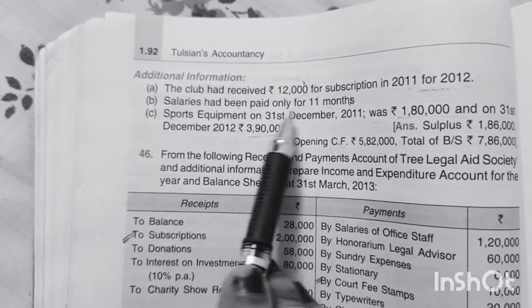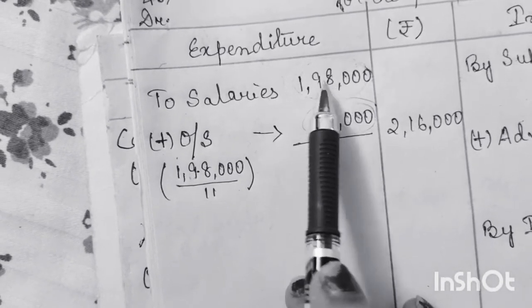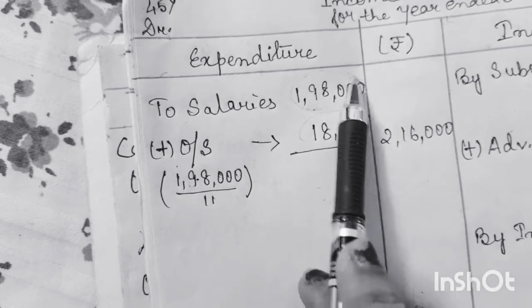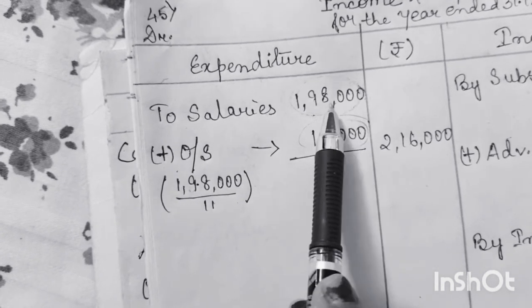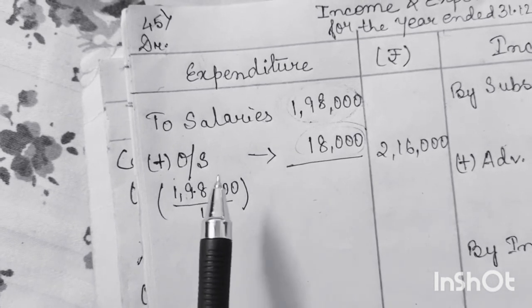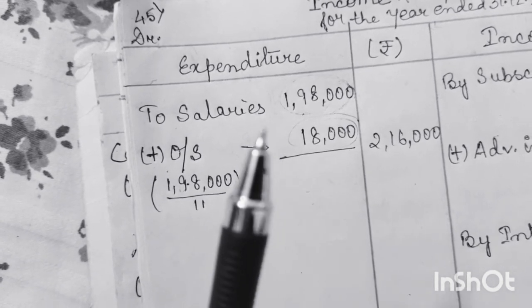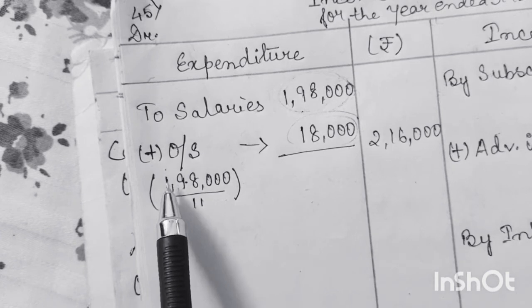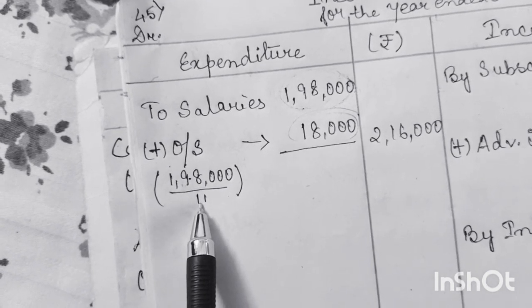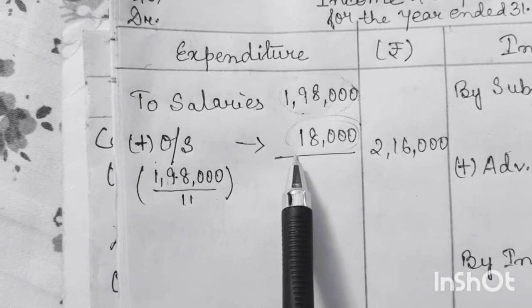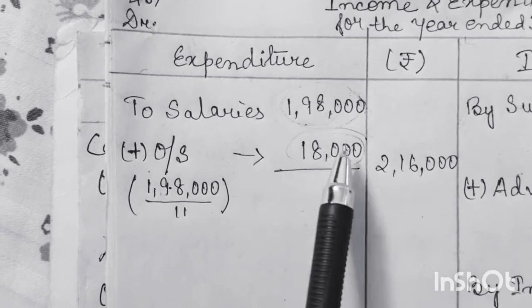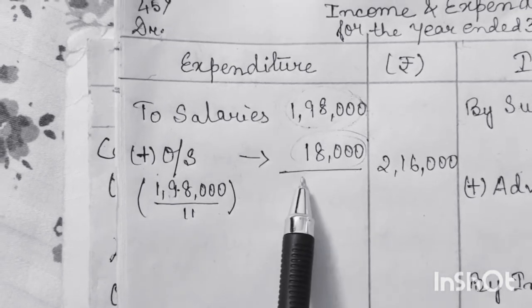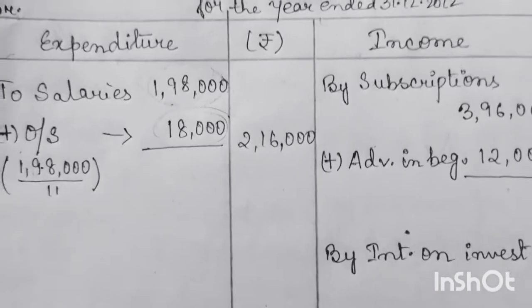I am explaining this part again. According to the question, salaries had been paid only for 11 months. That means the amount which is written on the receipt side, or which we have taken on the payment side as expenditure, is for 11 months. In a year there are 12 months, so 1 month salary is still pending. For 1 month, the salary is 1,98,000 divided by 11 months. Then you will get the salary of 1 month which is due, that is outstanding. So add outstanding: 1,98,000 plus 18,000 gives you the total of 2,16,000.